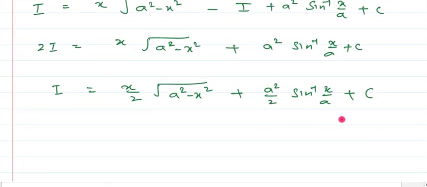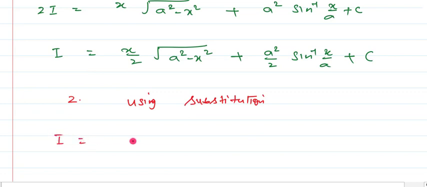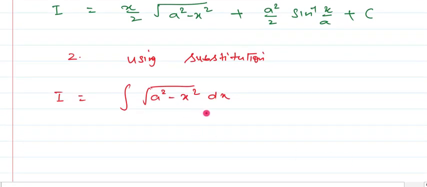Now let me take the second method, by using substitution. So just look at the function. It is I is equal to integration of square root of a square minus x square dx. So if we are talking about substitution, then you should know what we should substitute for x to get the identity of trigonometry.